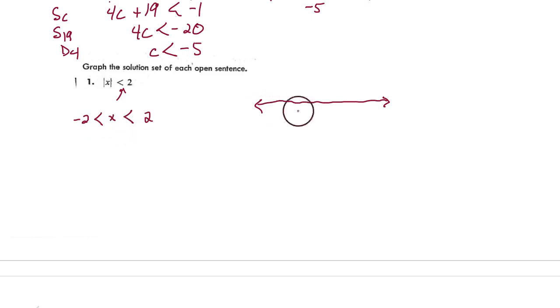We can graph this. We have negative 2 and positive 2, open dots on both endpoints, and shade in between, because the letter x is written in between those two endpoints.